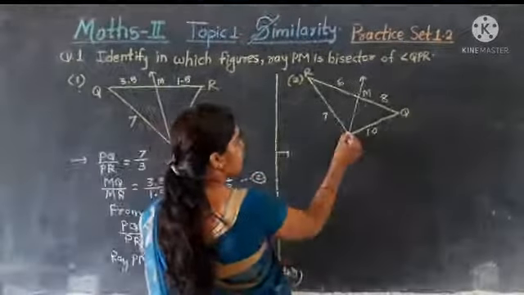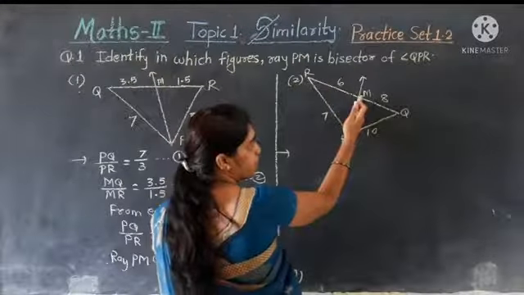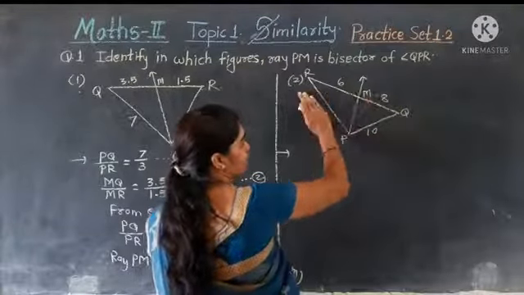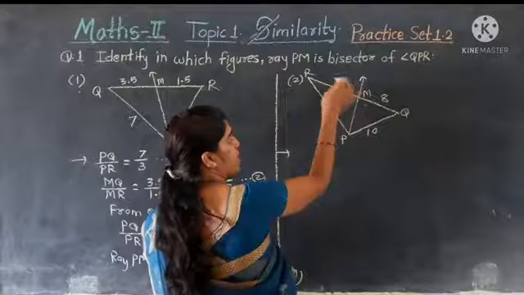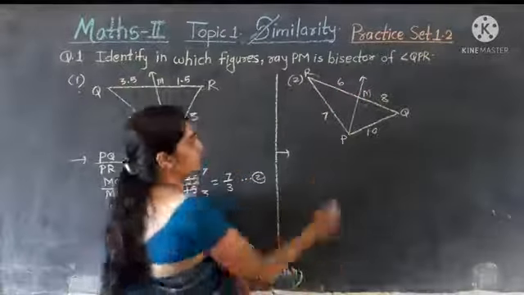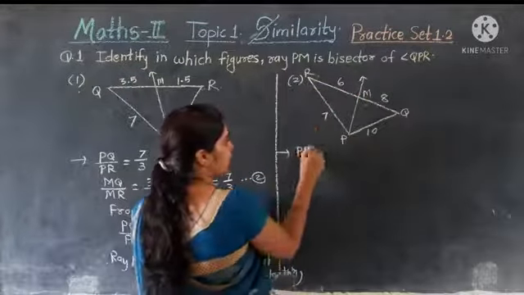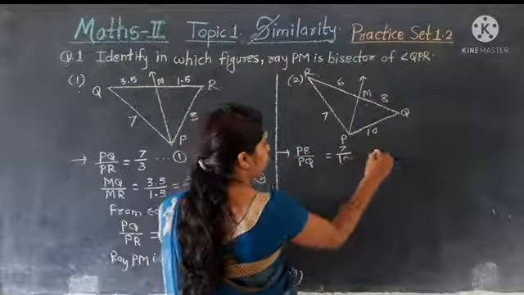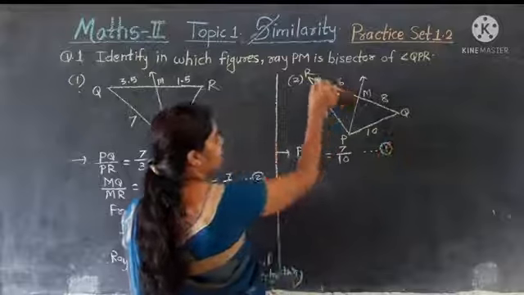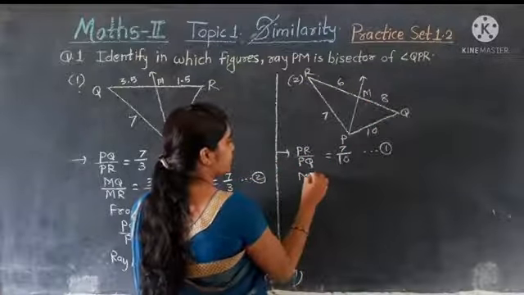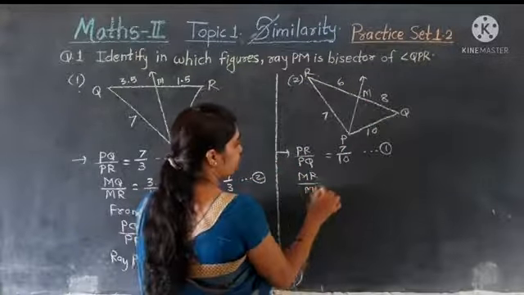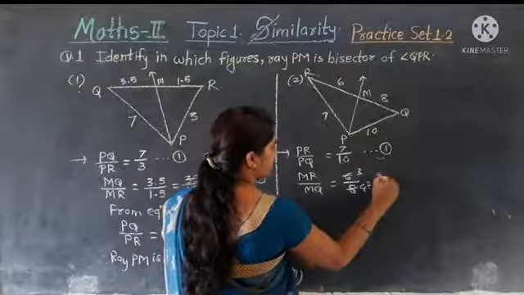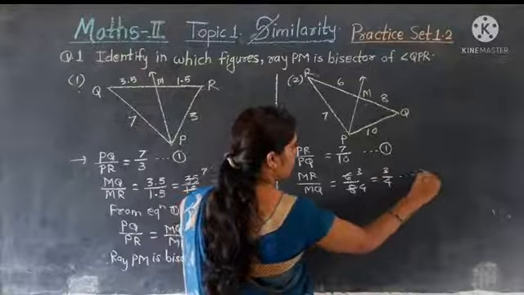See in the second example also you take the ratio. Where the angle bisector is, take the ratio of the opposite sides. This is the angle bisector, so take the ratio of PR and PQ, and the ratio of MR and MQ. So take the ratio first. PR upon PQ is equal to 7 upon 10. You call this equation first, and then take MR upon MQ, 6 upon 8. 2 3s are 6, 2 4s are 8, is equal to 3 upon 4.